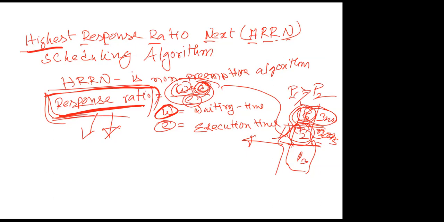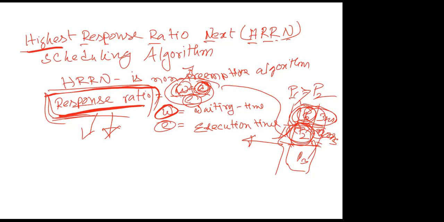But if P2 waits for a long time, its waiting time will increase, and after some time P2's ratio will also become high because its waiting time is higher. So it is interesting: among the available processes, it gives favor to the shorter process.